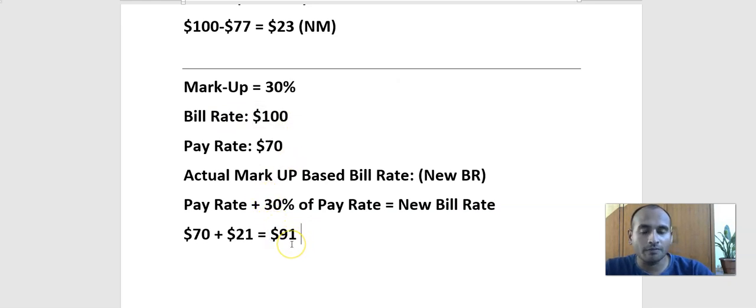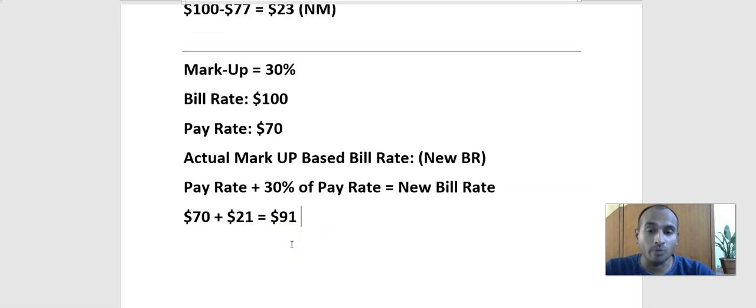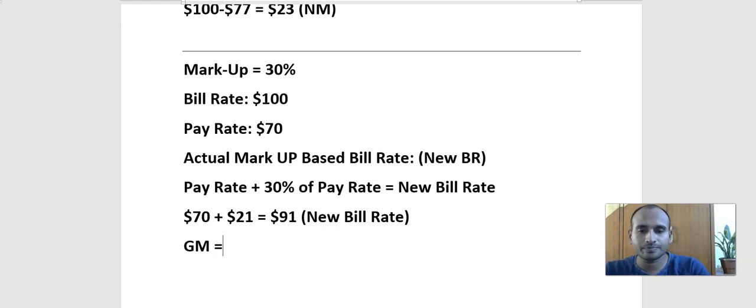Now if you are submitting the candidate at 91 and this is the new bill rate, let's find out how much gross margin you made. Gross margin is bill rate minus pay rate. So what is the bill rate? The bill rate is 91 and you paid 70.